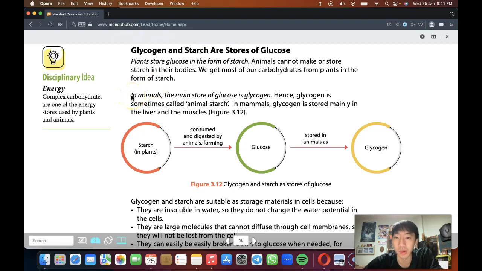Then in animals, the main store of glucose is glycogen. Hence, glycogen is sometimes called animal starch. Okay, that's a nickname.